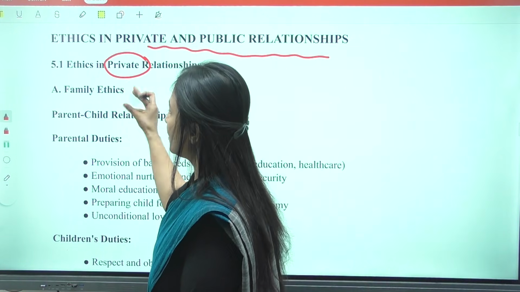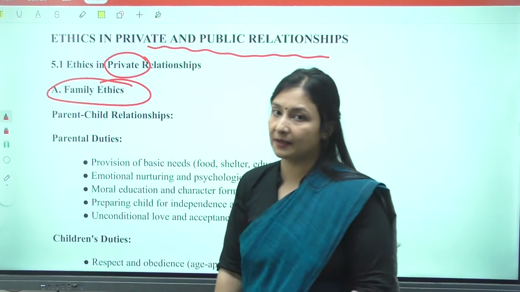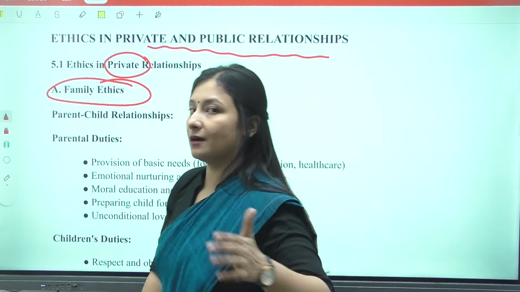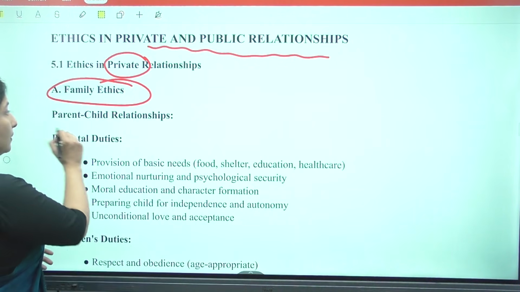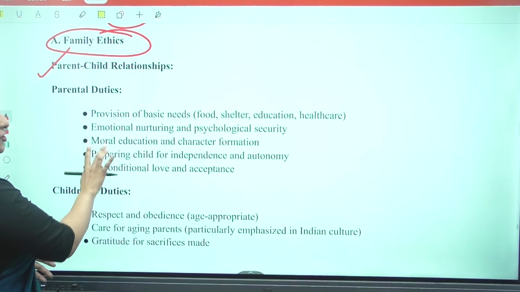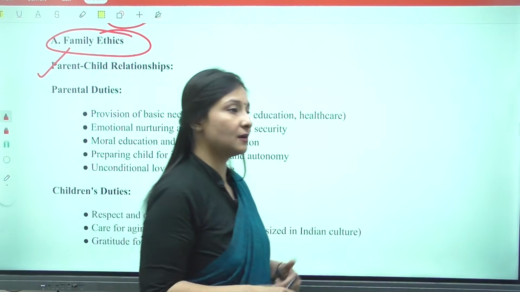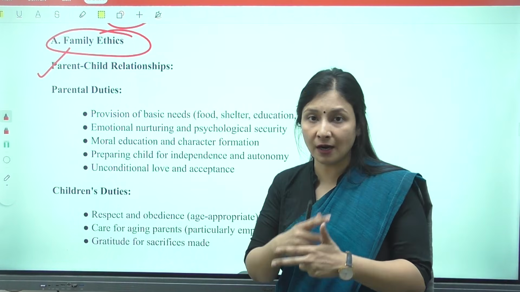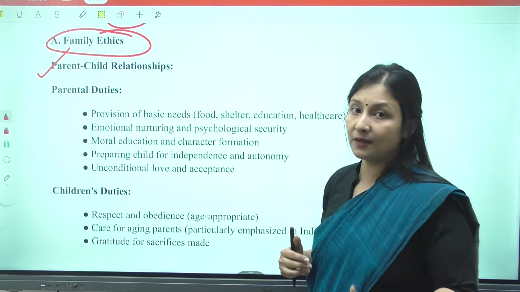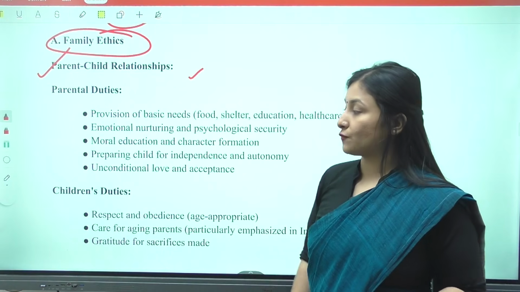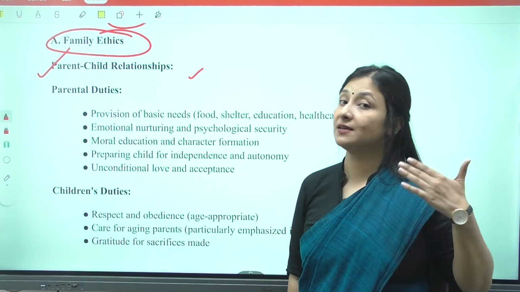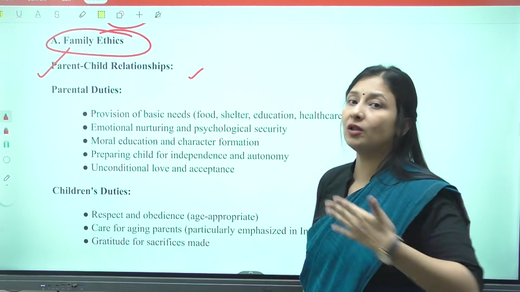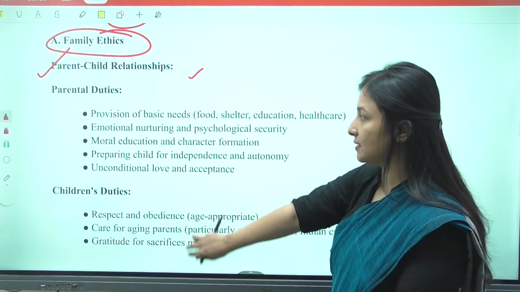If you see private relations, let's look at family ethics. A child is the first learner at home, right? So over here we see the parent and child relationship. A child is learning generosity, happiness, unconditional love, to be honest, to be true from his parents, from his family. If the family has very secular views, the child is going to be someone who respects all humans with equal dignity. Is it clear?